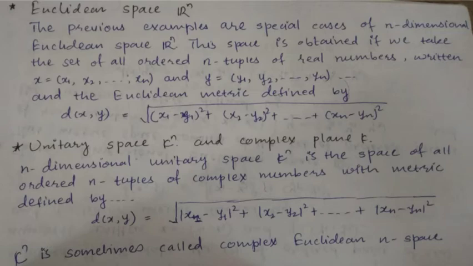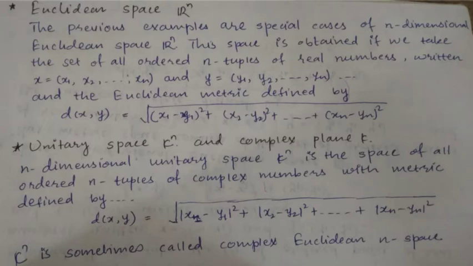This space is obtained if we take the set of all ordered n-tuples of real numbers, written as x is equal to (x1, x2, and so on up to xn) and y is equal to (y1, y2, and so on up to yn), and the Euclidean metric is defined by d(x,y) is equal to the square root of (x1 minus y1) whole squared plus (x2 minus y2) whole squared plus and so on plus (xn minus yn) whole squared.